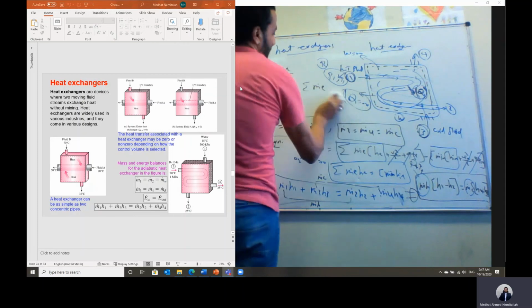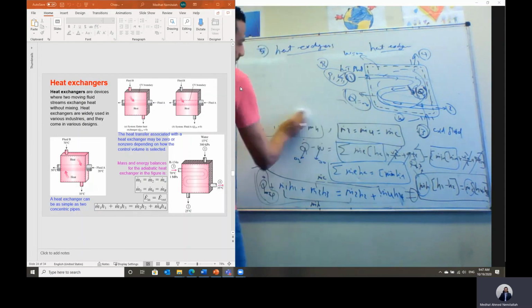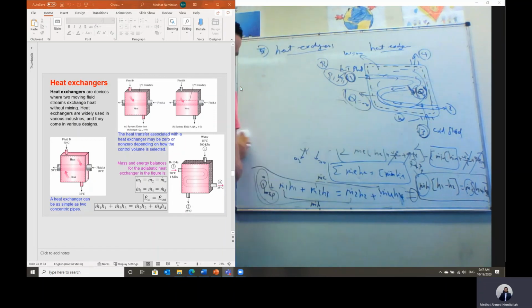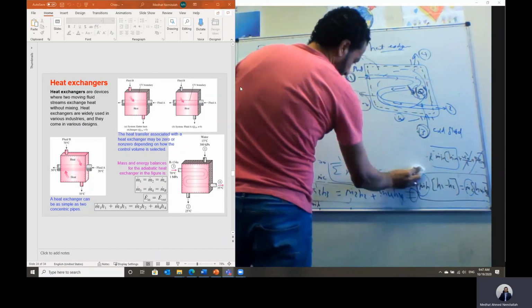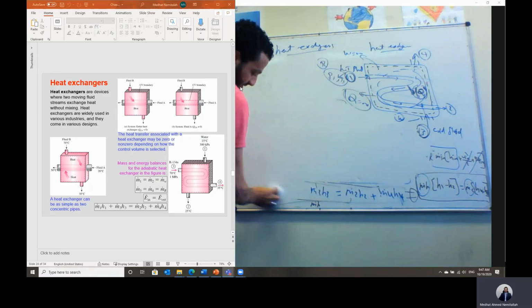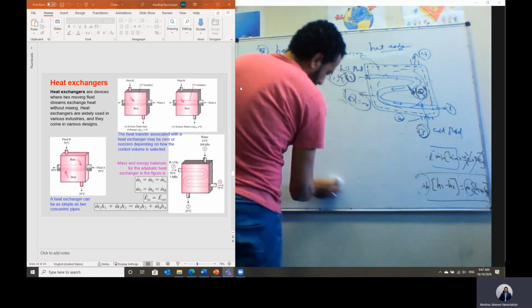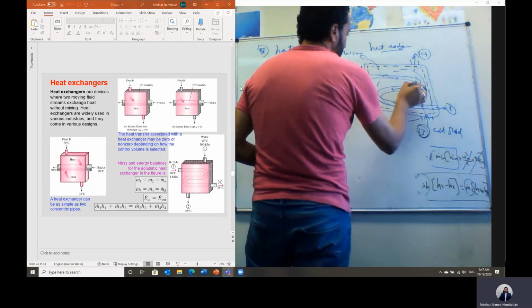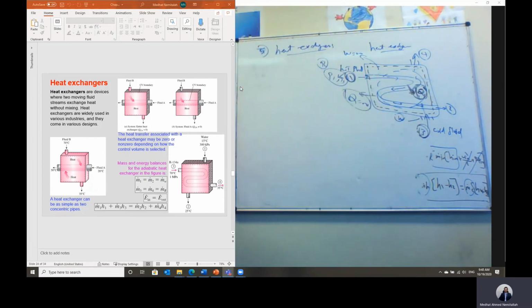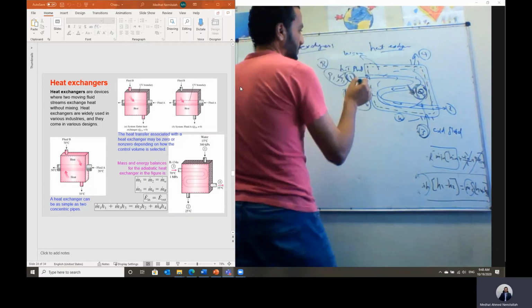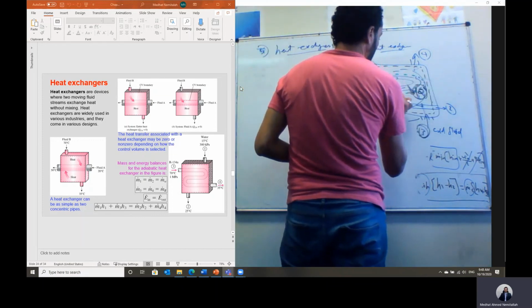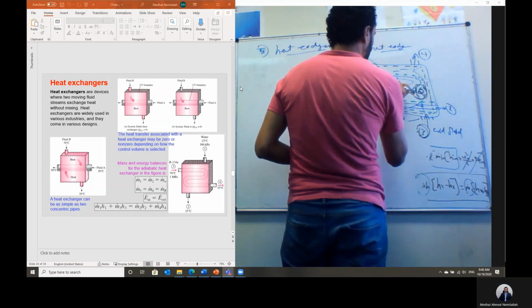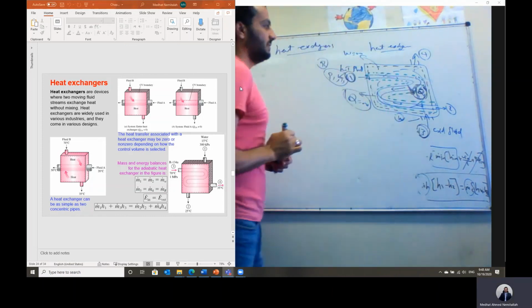But if I need to calculate, we assume this system is adiabatic and we don't have external heat transfer, but we have internal heat transfer from the hot fluid to the cold fluid. If I need to calculate the heat transfer from the hot fluid to the cold fluid, the internal heat transfer, in this case we have to study only the hot fluid. So I will consider this as my control volume. I will just draw it around the hot tube.